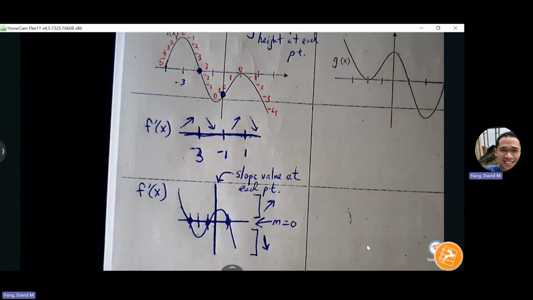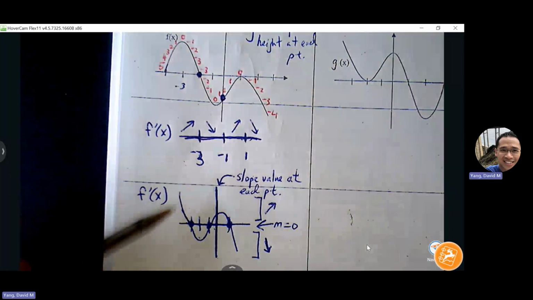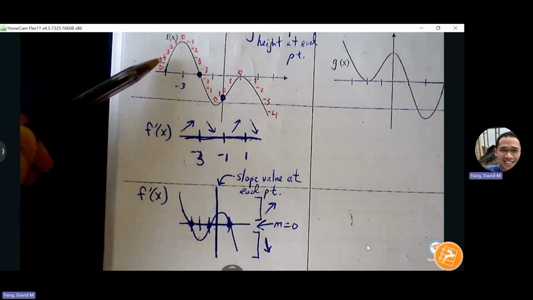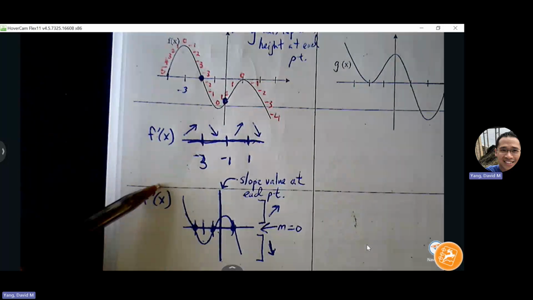So it feels a little strange, right? And as you can suspect, it's not going to look the same, because this y value is not going to match up with the slope value at that point. So obviously it's going to look very different.